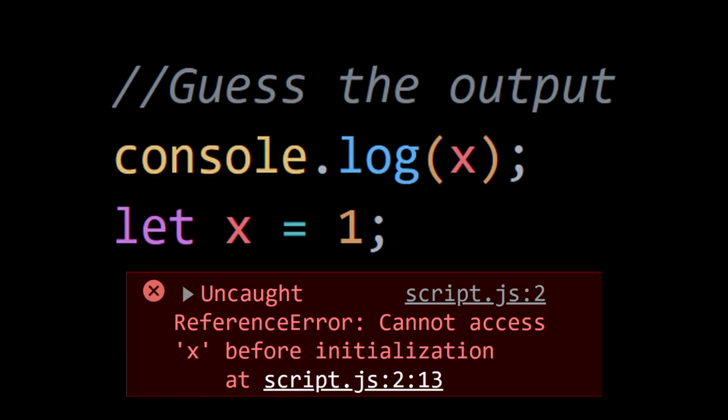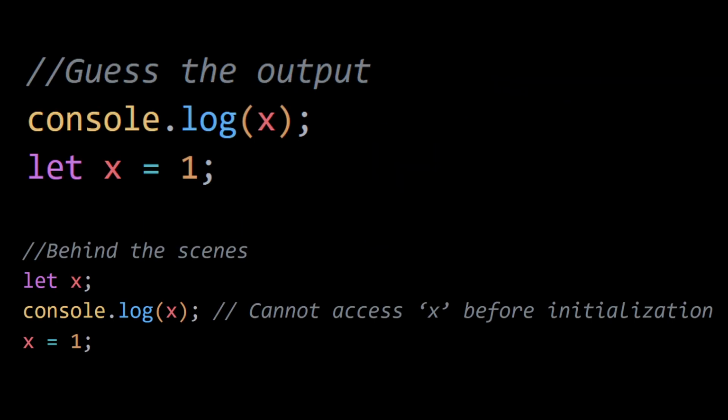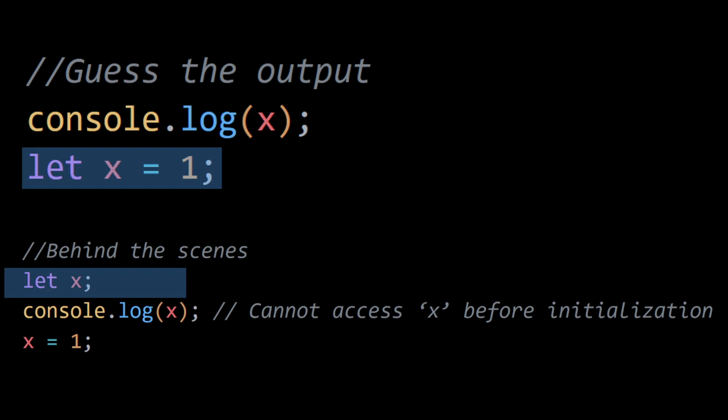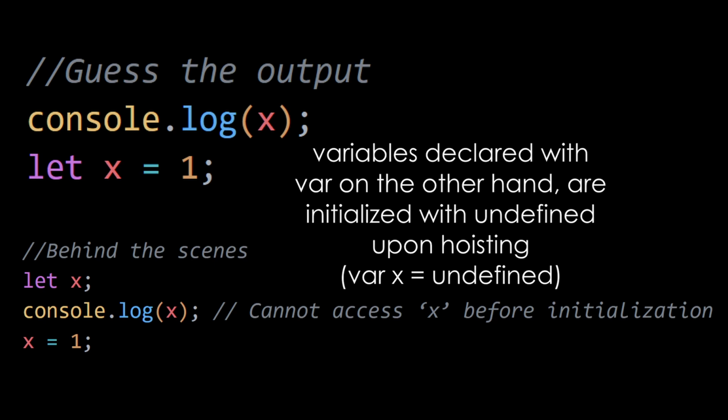Now for the fourth question, guess the output of this. This would print cannot access x before initialization. Here's the behind the scenes of this code. So let and const variables are hoisted, but they are hoisted without a default initialization. This makes them inaccessible since such variables are in a temporal dead zone, which is the block where a variable is inaccessible until the moment the computer initializes it with a value. And remember, variables declared with var on the other hand are hoisted with a default initialization of undefined.